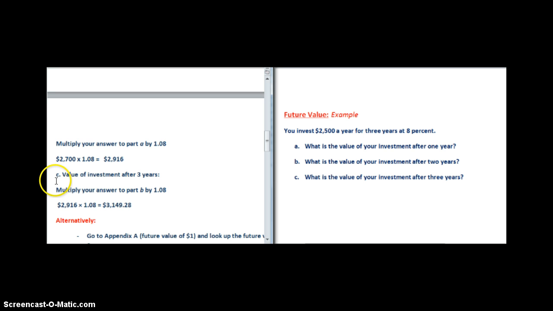And then, in a similar way, you will answer the C part of the question, that is the value of your investment after 3 years. You can multiply your answer to part B, which is $2,916, by 1.08, which is equal to $3,149.28.